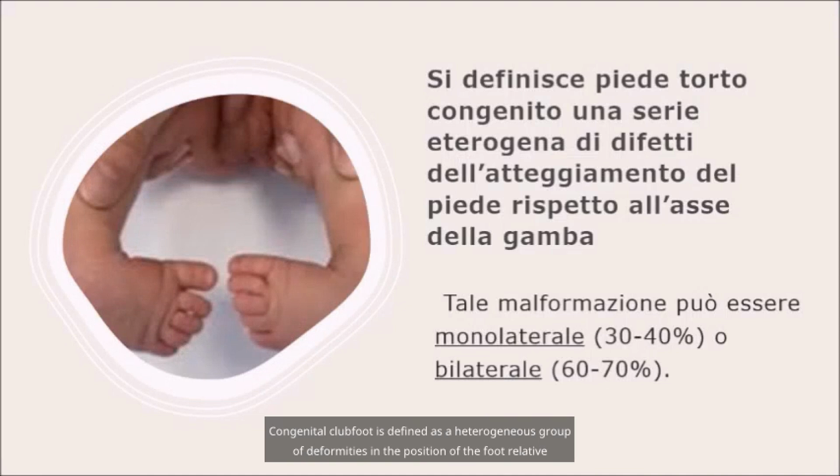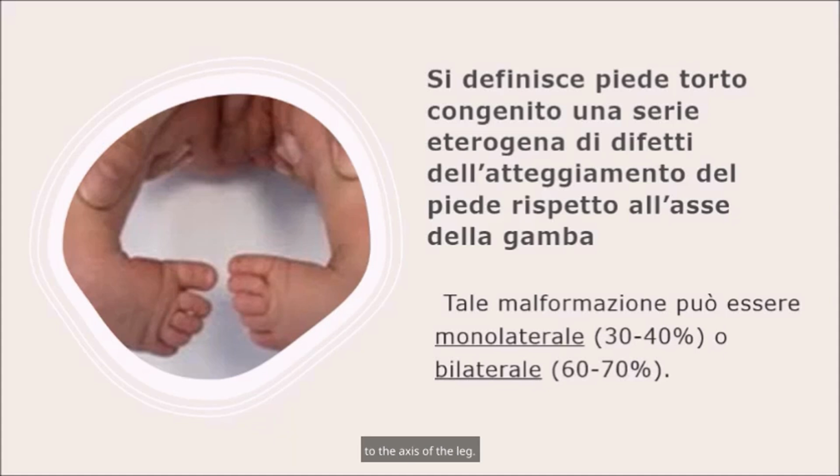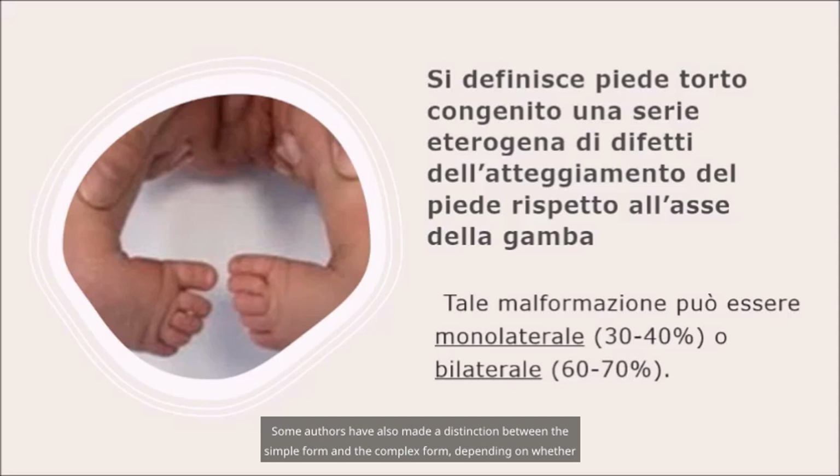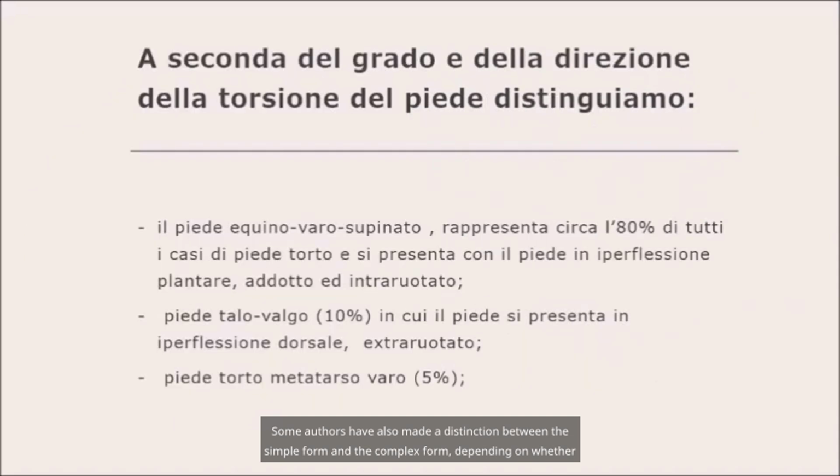Congenital clubfoot is defined as a heterogeneous group of deformities in the position of the foot relative to the axis of the leg. In 40% of cases, it is unilateral, while in 60% to 70% of cases, it is bilateral. Some authors have also made a distinction between the simple form and the complex form, depending on whether or not there is an association with additional fetal anomaly, depending on the degree and direction of the foot's torsion.